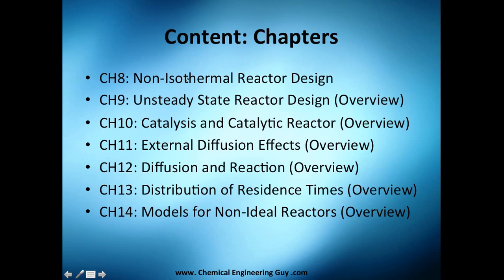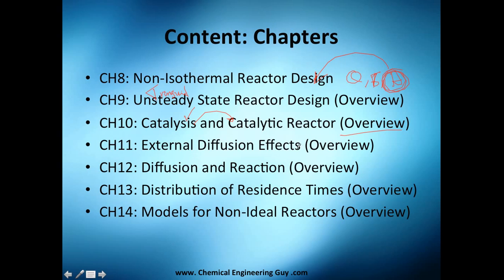Then we jump to the non-isothermal reactor design, which implies heat, temperature, and yeah, enthalpies, whatever. So that's why it's important you remember what enthalpy is, guys, from the energy course, because we're going to use that. Now we see a small overview of how to calculate reactors in unsteady state or transient state, the same. Then we go to chapter 10, which is catalysis and catalytic reactors, also overview, just to know what catalysis is, what it does, and why we use catalytic reactors.